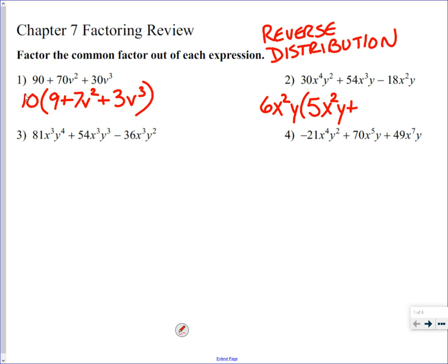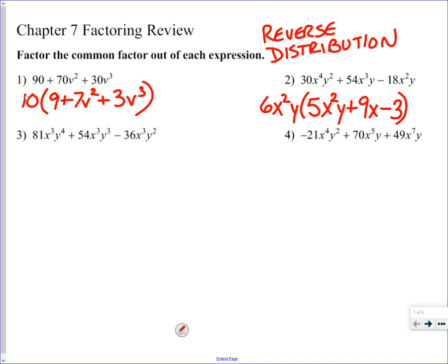54 divided by 6 is 9. X cubed, and I take out an x squared, there's only an x left. There was a y, but I factored it out, so it's not left inside the parentheses. Minus 18 divided by 6 would be 3. And then the x squared all came out and the y came out. Nothing left on that one. Make sure that when you're done, you look at what's in the parentheses. Make sure there's not another common factor, because if there is, you didn't get the greatest common factor.